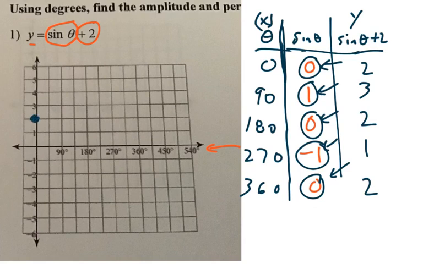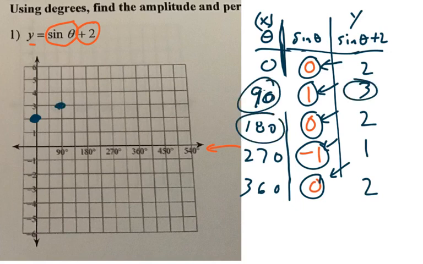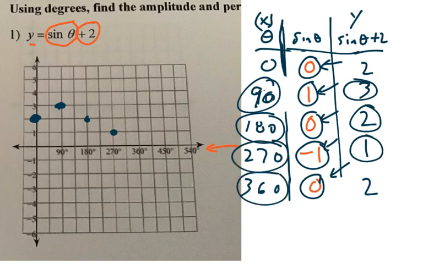0 is 2. 1 is 3. 0, or sorry, I messed up. Darn it. 0 is 2. 90. What a silly mistake I made there. 90 is 3. We have to think of degrees. 90 is 3. 180 is 2. 270 is 1. 360 is 2.